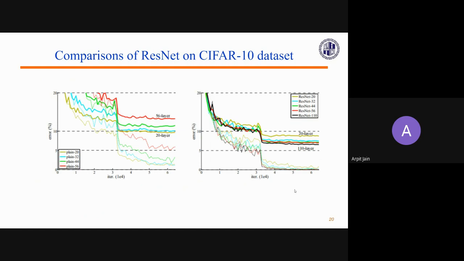And these two graphs basically compare a plain network with our ResNet. The dotted line represents the training error. As we can see, with increasing number of layers, the training error increased in the normal technique. But in our ResNet, the training error decreased as the number of layers increased. So this is what we intended to solve in this paper.